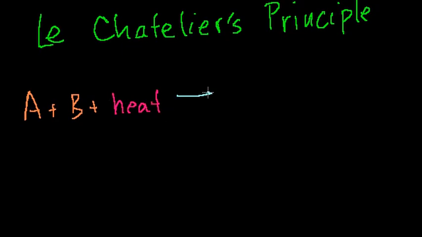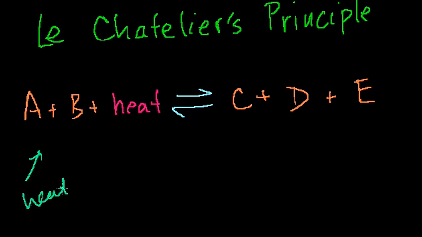And that produces some C plus D. And maybe it produces some E as well. So if I were to add heat to this system, what would happen? In order for the reaction to progress in the forward direction, you need heat. The more heat you have, the more likely you're going to progress in the forward direction.